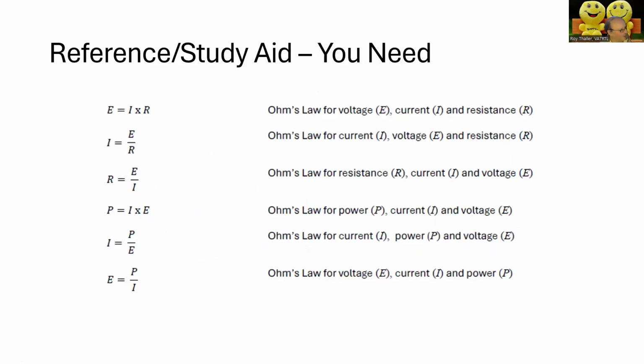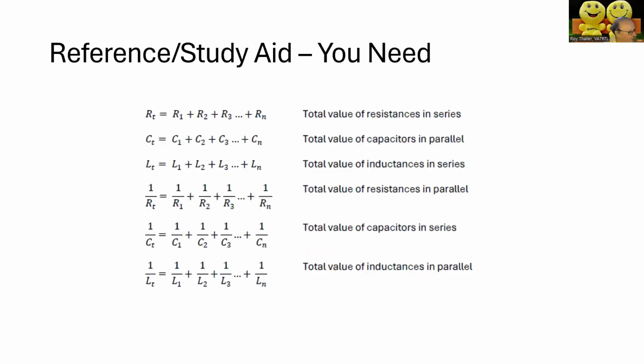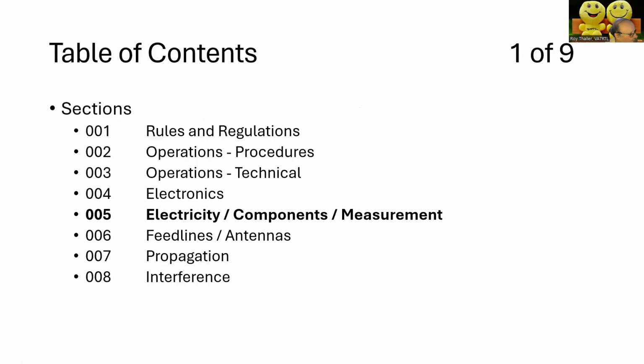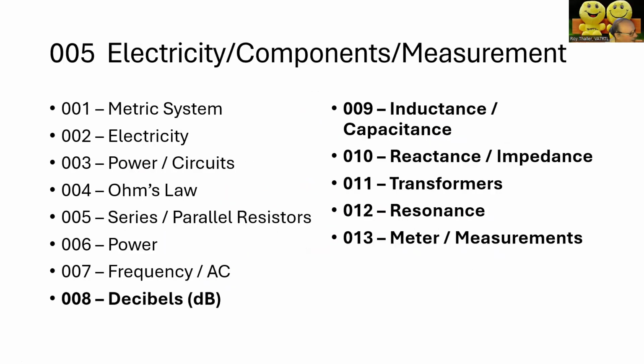So in this section here, because we're doing Ohm's law and power, these equations can be helpful for you. And we're also going to be looking at resistance and capacitance and inductance in series and parallel. So this can also be useful for you. So we're on section 5. And now we're going to cover decibels, inductance, capacitance, reactance, impedance, transformers, which has been a new section that's been updated quite a bit, resonance, and then meter and measurements.